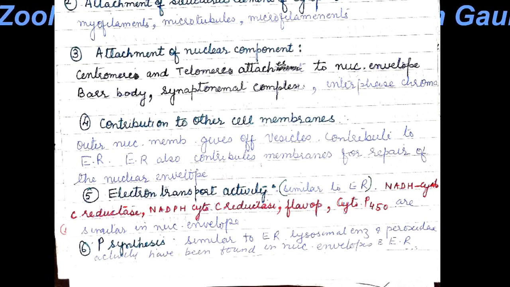Then the nuclear envelope also contributes to other cell membranes by the phenomenon of blebbing. As I've told you, the outer nuclear membrane gives off vesicles and contributes to the endoplasmic reticulum, which thereafter contributes to the Golgi membrane of Golgi bodies, and so on, and ultimately to the plasma membrane.